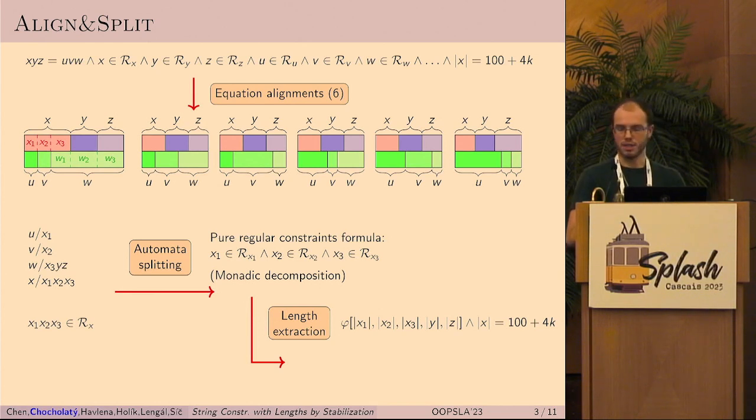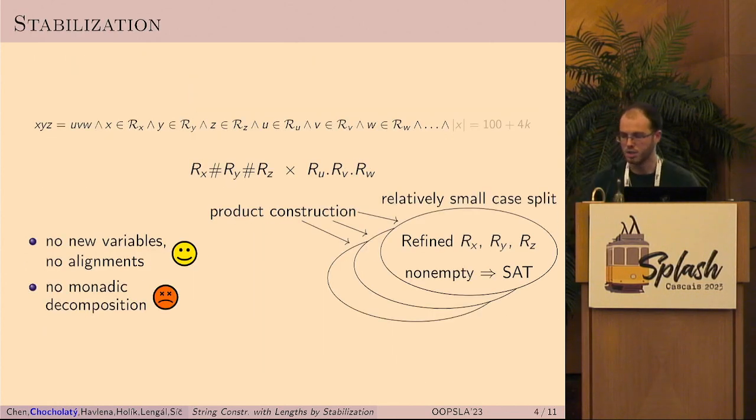And what we get is a new length formula, which we can pass to an SMT LIA solver. LIA stands for linear integer arithmetic, which will give us an answer for satisfiable or unsatisfiable. The second approach is stabilization.